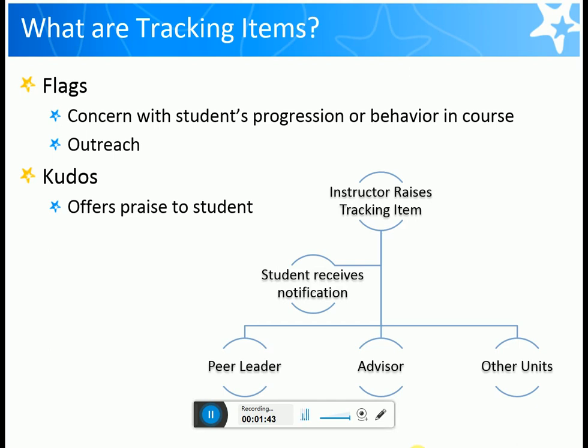So, when an instructor raises a flag or kudo, the student receives an email notification. In addition, peer leaders, advisors, and other academic units on campus will receive a notification that a flag or kudo is raised for the student. All these units will have some sort of outreach to the student. We will discuss your role later in this presentation.